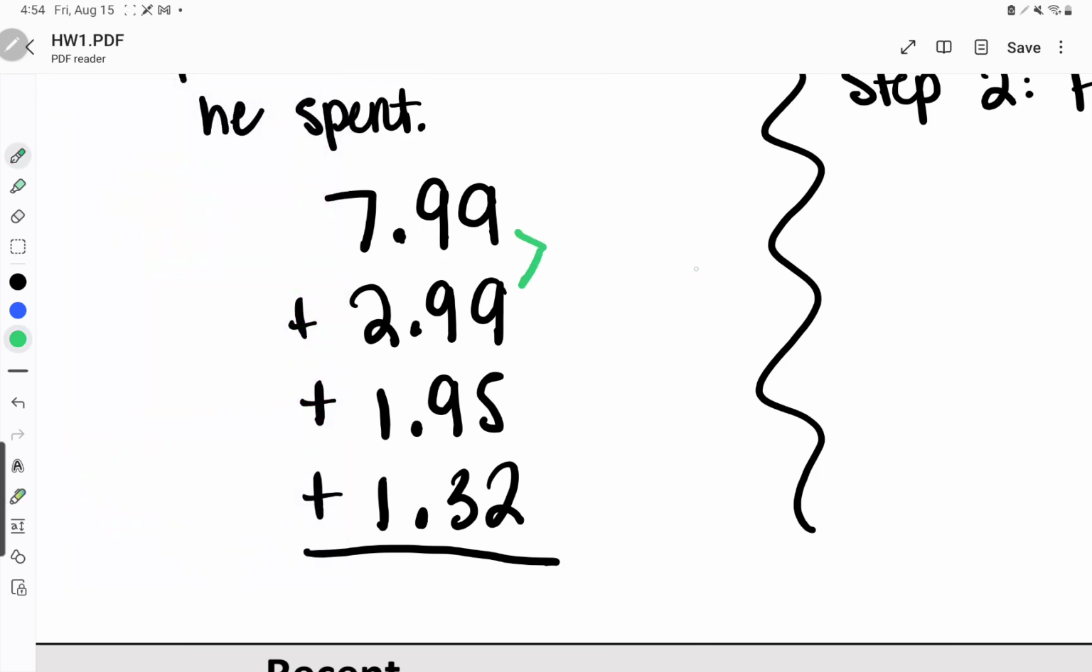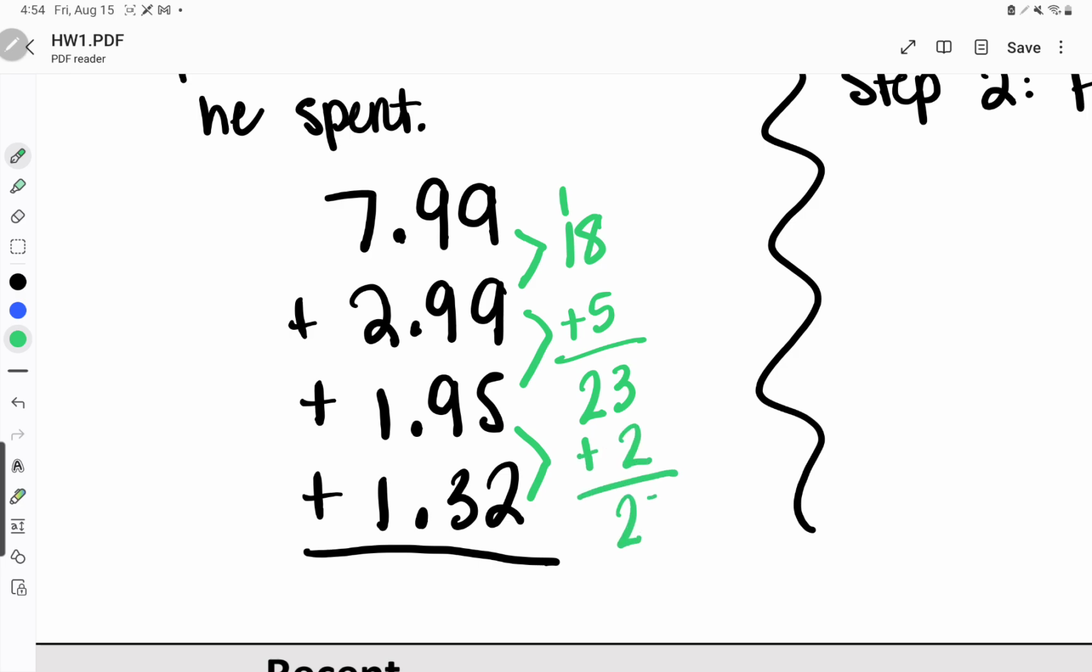We're going to start with 9 plus 9. 9 plus 9 gives me 18. And then we'll do 18 plus 5. 18 plus 5 gives me 23. And then I'll add 23 plus 2, and 23 plus 2 gives me 25. So I'm going to write down a 5, and I'm going to carry my 2.